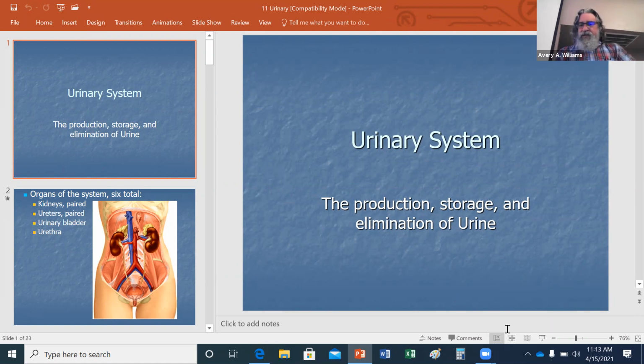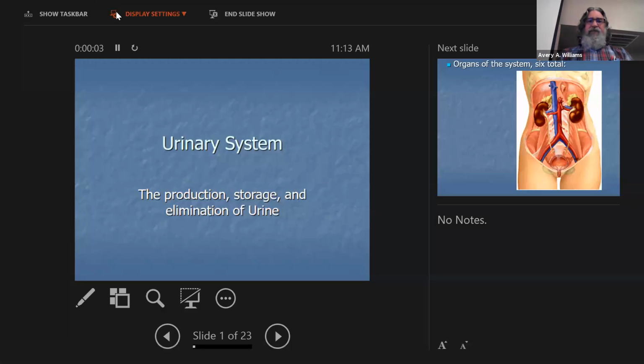And so the urinary system, I think I'm gonna have to change the display here in a sec. Yep, there we go.